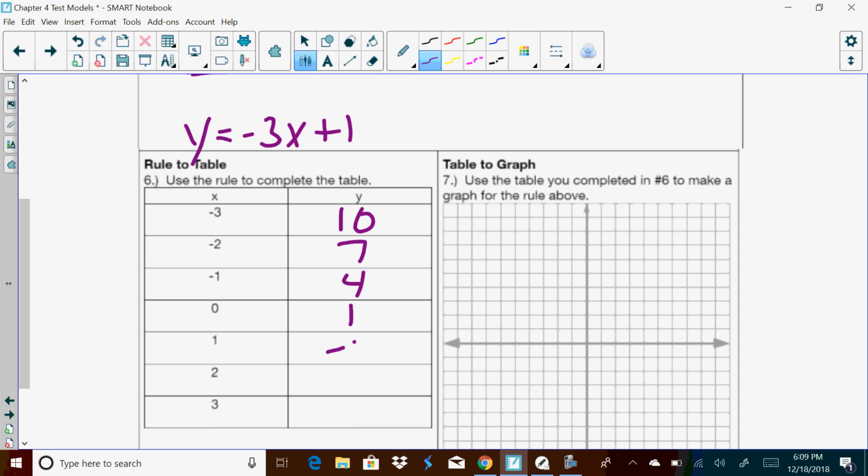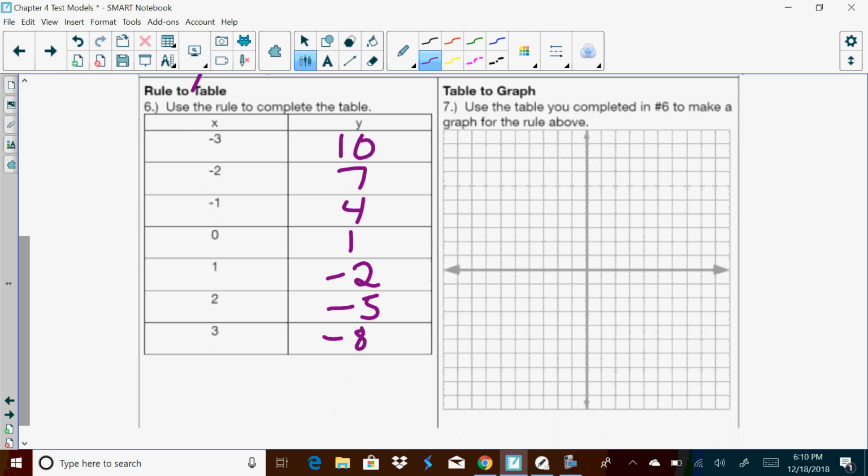-3 plus 1 is -2. -6 plus 1 is -5. -9 plus 1 is going to be -8. So then it says graph it on here. So -3, 1, 2, 3, 10. 1, 2, 3, 4, 5, 6, 7, 8, 9, 10 would go right here. -2, 1, 2, 3, 4, 5, 6, 7 would go right here. -1, 4 would go right there. 0, 1 would be right here.